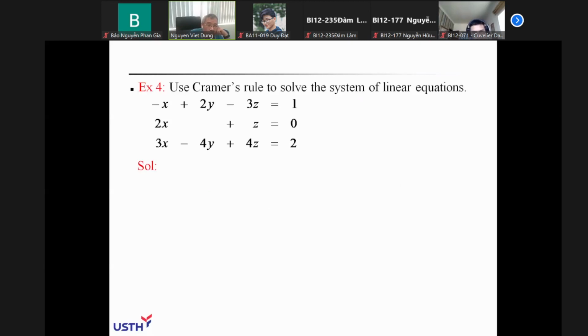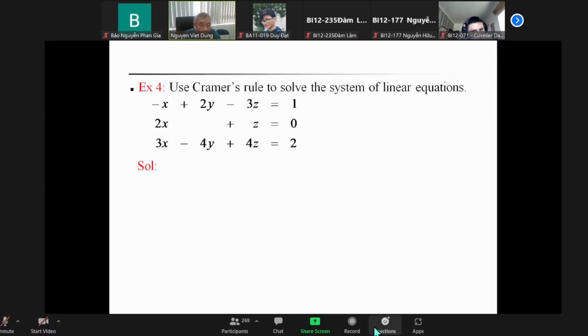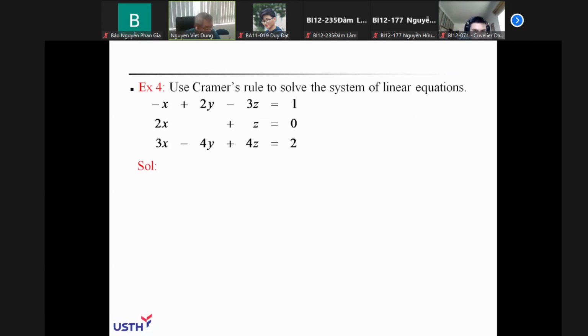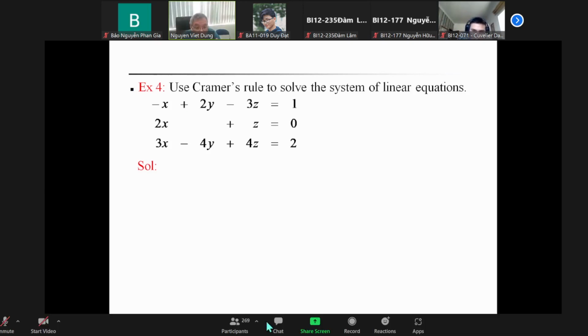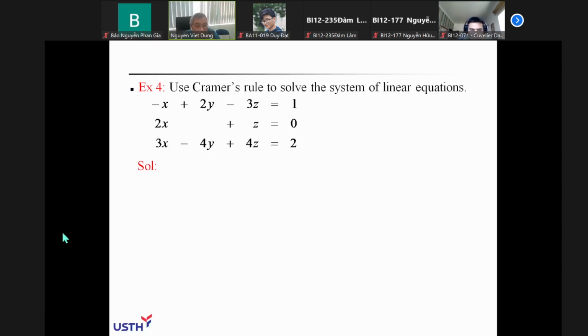And here I want to show you an example. It is very useful to use that rule to solve a system of linear equations. Suppose that you are given a system of linear equations like what you are seeing on the screen, and you need to find the solution. Now you can apply the previous slide. I mean, you can apply Cramer's rule to find the solution.